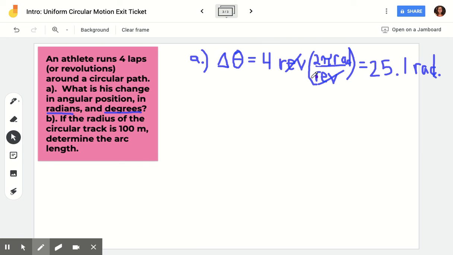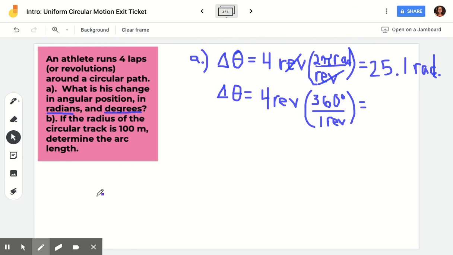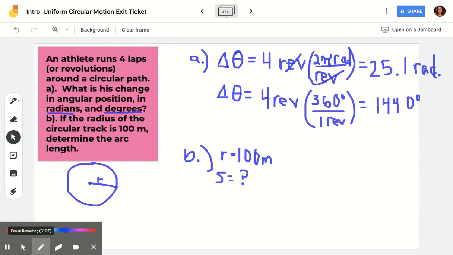Okay, next step in part A is we need to then convert the angular position, delta theta, to degrees. So we're going to take 4 revolutions, and we're going to multiply by 360 degrees and divide by 1 revolution. And we get 1,440 degrees would be the change in the angular position around the circular path.